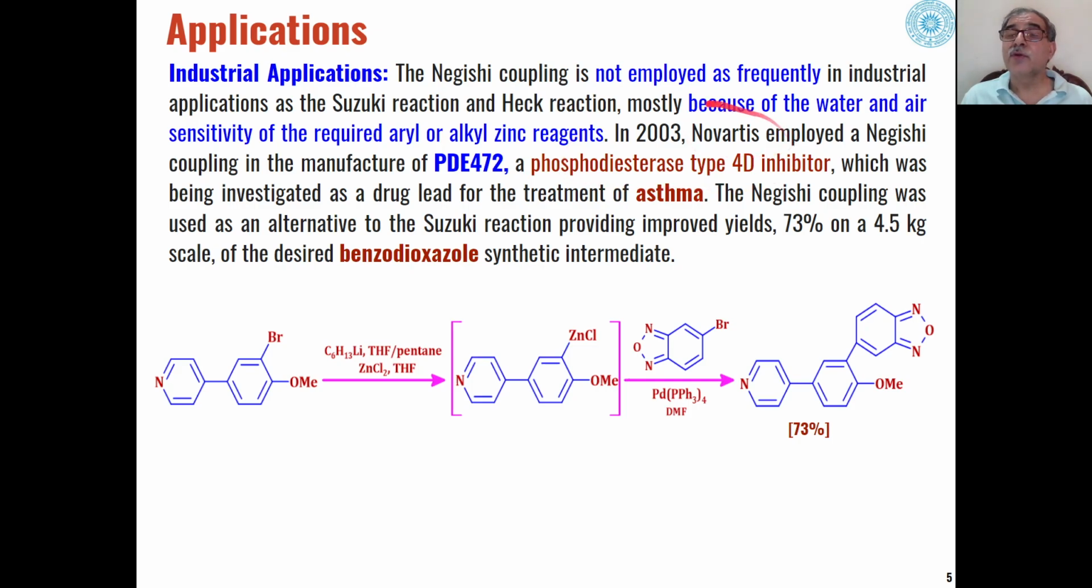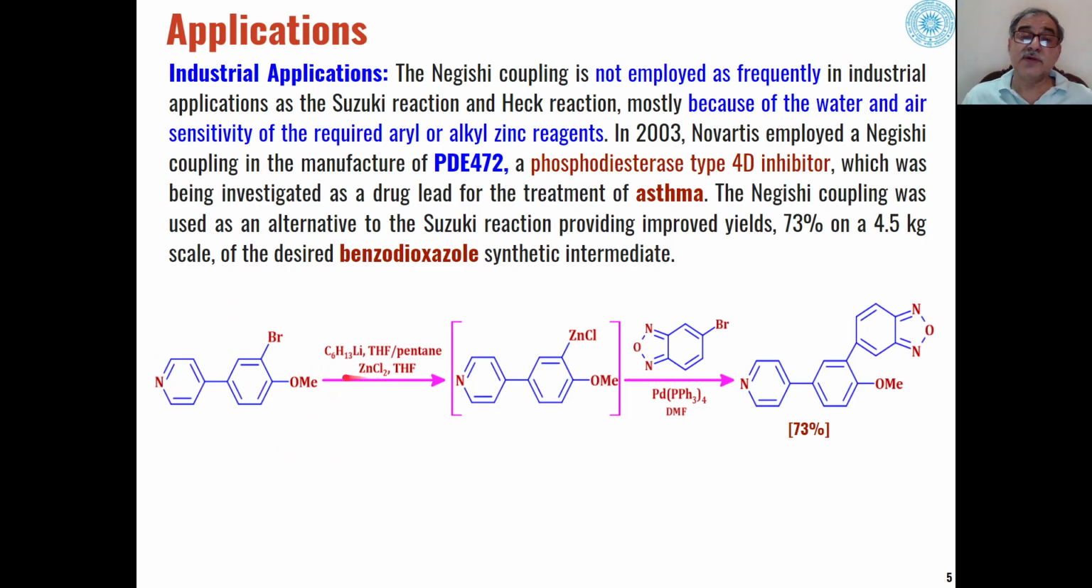However, Novartis have employed Negishi coupling in the manufacture of a phosphodiesterase type 4D inhibitor, a compound PD478, which was a lead drug for the treatment of asthma. Then the synthesis of benzodioxazole, which is a synthetic intermediate for the synthesis of some drugs, is carried out through Negishi coupling of this type of substituted aryl bromide.